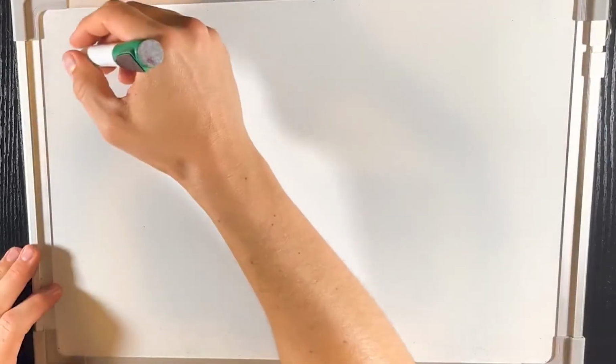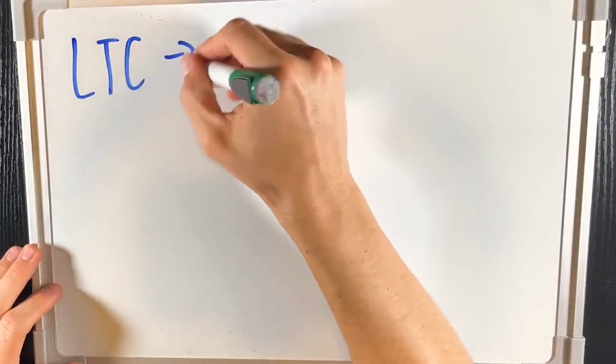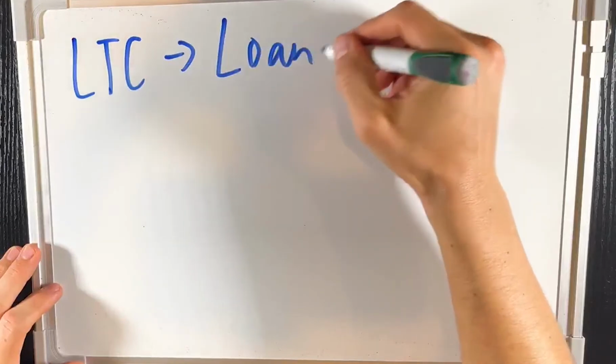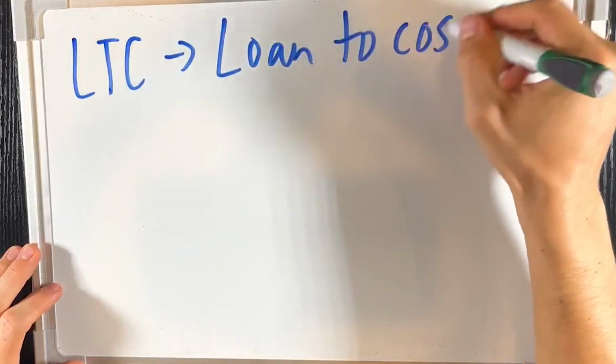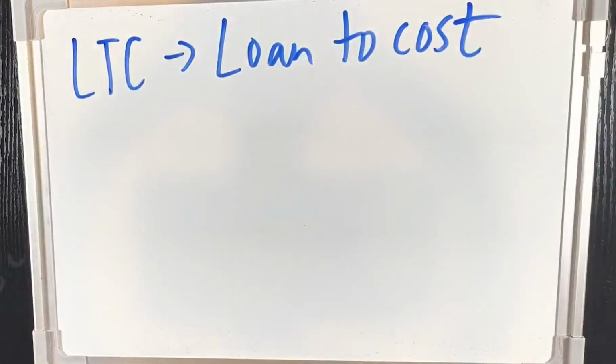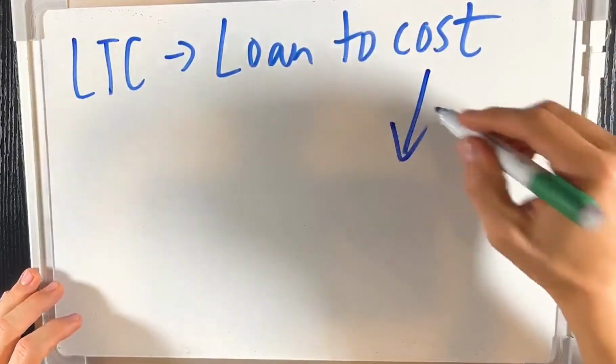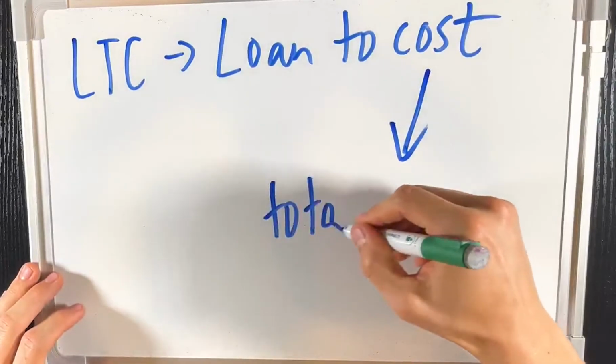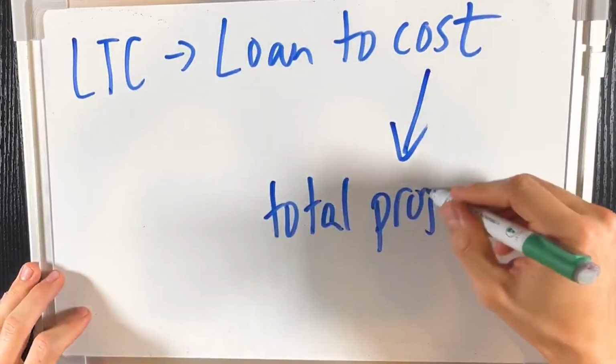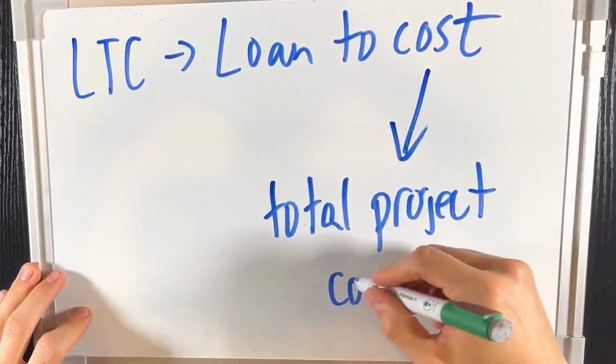All right, so now we have your LTC, which is your loan to cost. This is the second ratio you should know about. Basically, it's the amount of the loan compared to the total project development cost. So if someone's talking about cost, it really means total project costs.